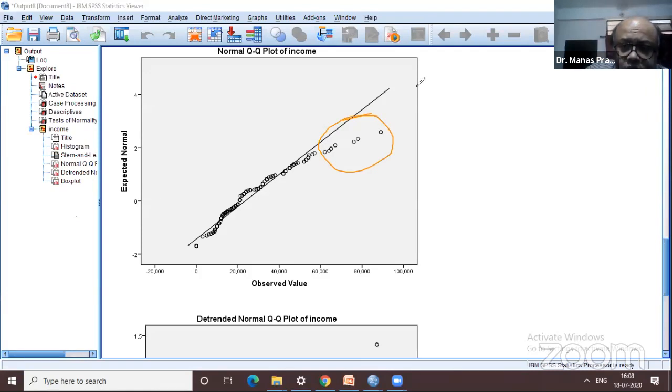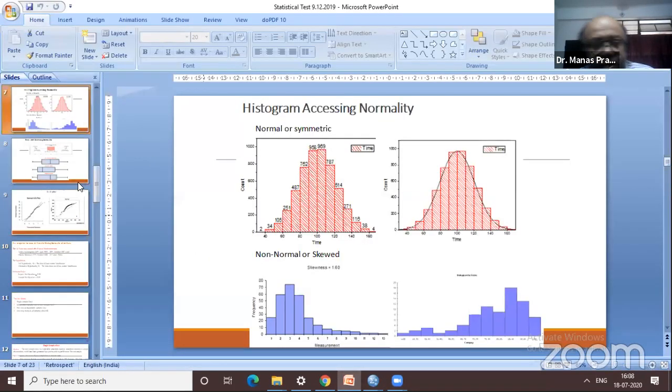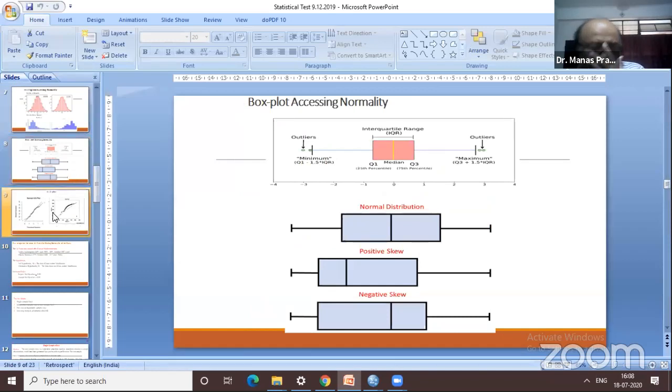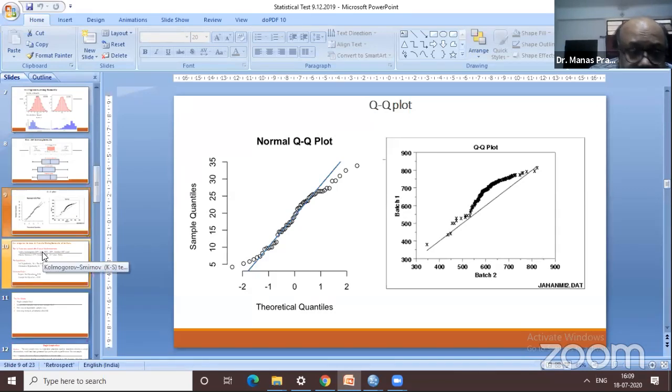So these are the three plots with the help of which we can study the normality of the data. The first one is the histogram. Then we have the box plot. Then we have the QQ plot. By using these plots, we can have an idea about the normality of the data I have collected. But actually you should use a statistical test to get a conclusive result.